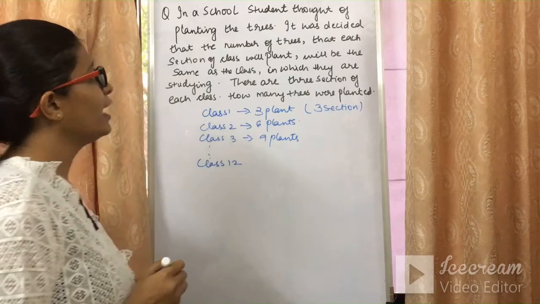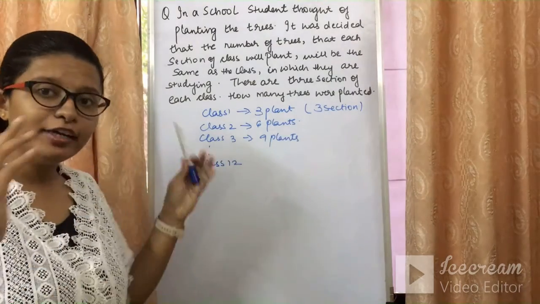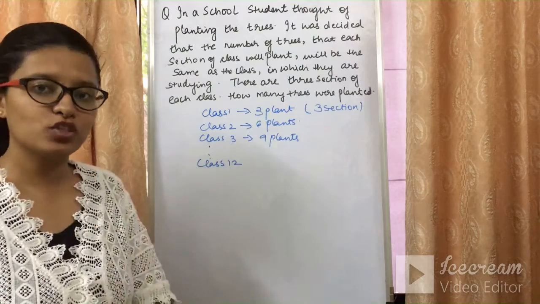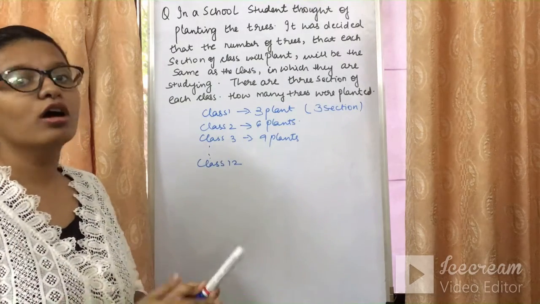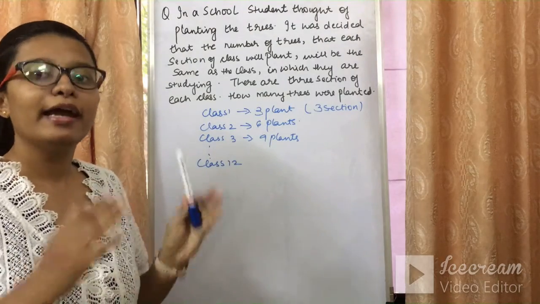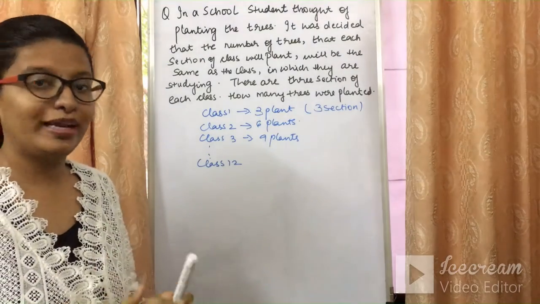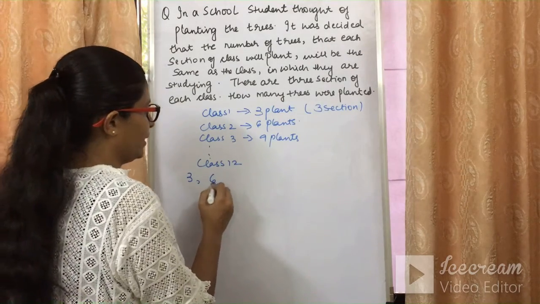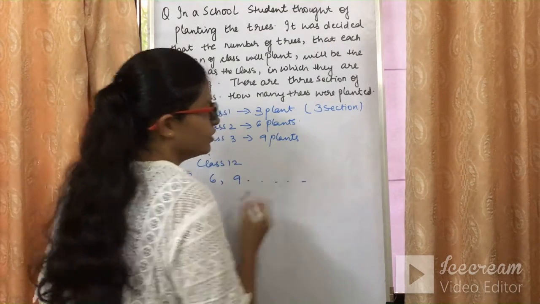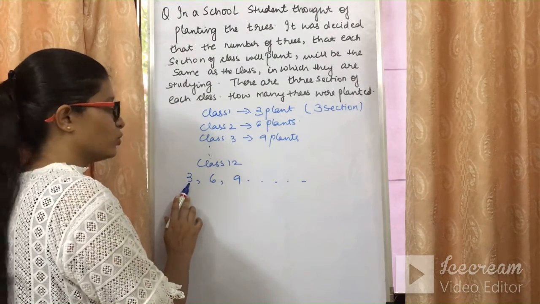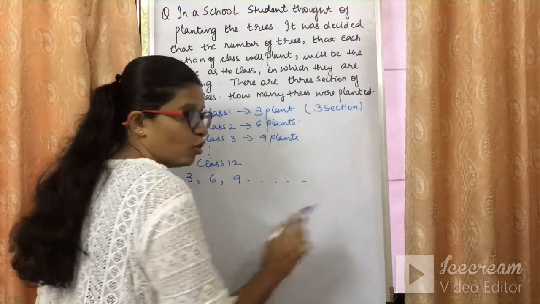So what do we need to find? How many trees were planted? In total, how many trees were planted, including class 1 to class 12, all with the 3 sections? How many trees are going to be planted in the school? We need to calculate that. So in total, we can see 3, 6, 9, and so on. These many trees will be planted. 3 plants will be planted by class 1, then class 2, class 3, and so on.